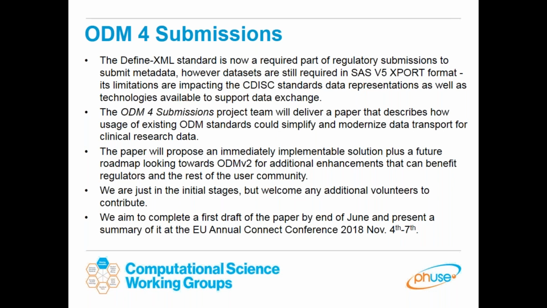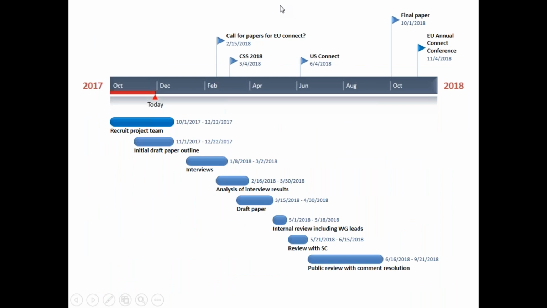Our goal then is to produce a draft paper by the summer, by the end of June, and we're targeting a final paper to summarize the overall picture, both what an ODM for submission would look like, as well as the findings from our qualitative study, and have that ready to present at the EU Annual Connect Conference. And on the next slide, we have a little summary of our timeline.